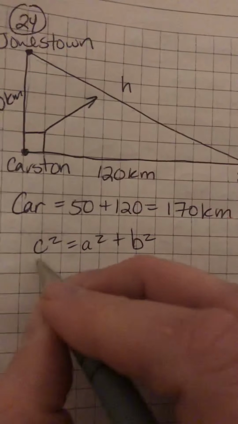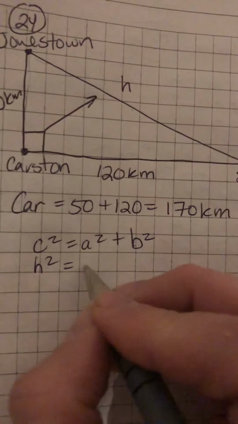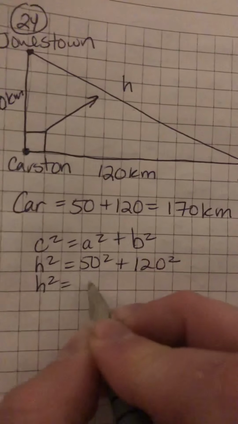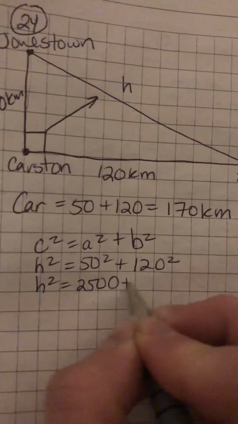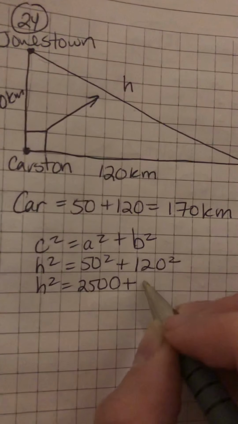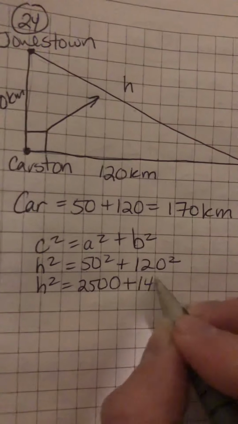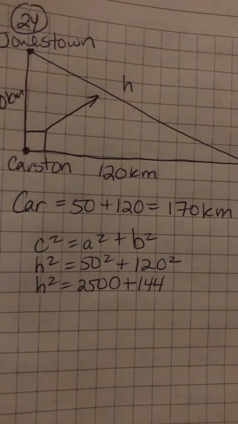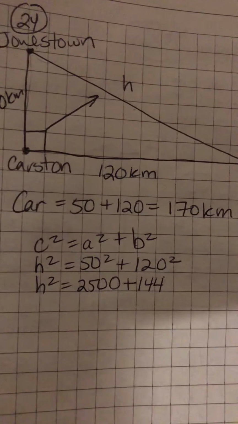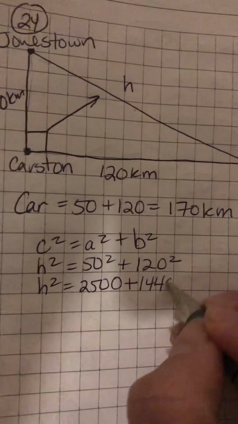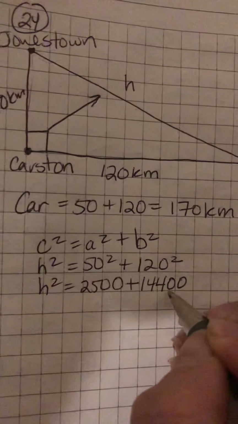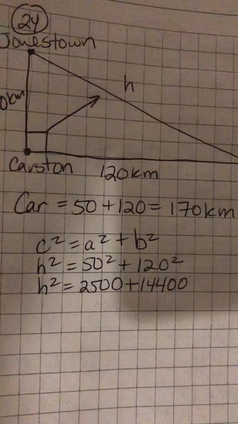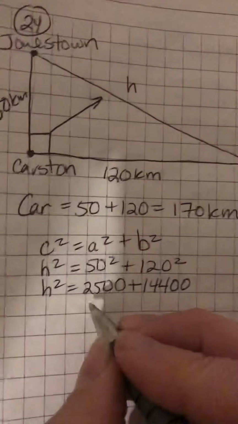We do not have the c squared, so we have h squared equals 50 squared plus 120 squared. 50 squared is 50 times 50, which would be 2,500. 120 squared would be 120 times 120, which is 144, and that would be 2 zeros on top of that, so it'd be 14,400.